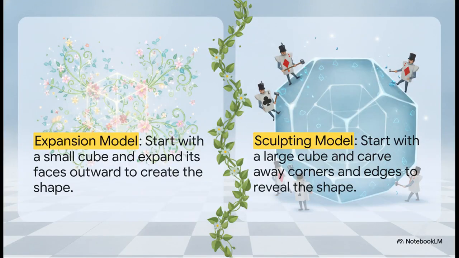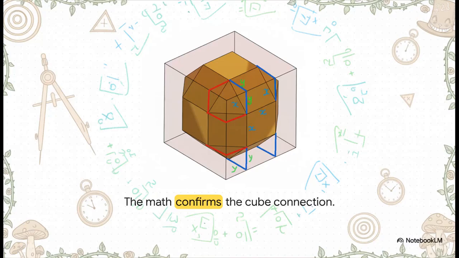So there are really two ways to think about this, and they're both totally correct. You can see it as building outwards, that's the expansion model we just talked about, or you can picture it as sculpting inwards. Imagine starting with a big, blocky cube and carving away at the corners and edges to reveal this perfect shape that was hidden inside all along. And what's really cool is how the math lines up perfectly. It confirms this connection to the cube. In fact, if the edge of our Rhombicuboctahedron has a certain length, the big cube it came from has an edge length that's exactly 1 plus the square root of 2 times bigger. It's not random at all. It's this perfect, elegant mathematical relationship.